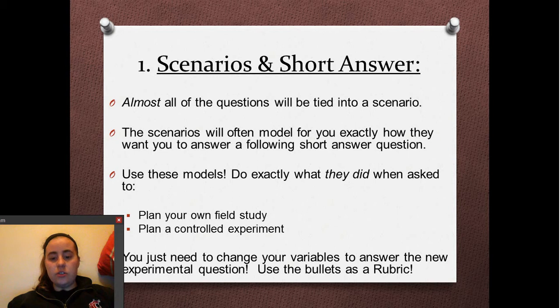In addition, you can use the bullet points that are presented at the start of each short answer question as a rubric. So there's usually 3 or 4 or 5 bullet points of what you need to include in your short answer. And if you go down that list of things and you say, I included this, I included that, I included that, and you can check off each thing on the bullet points, that means that you've done well and you've included the things you need to include.